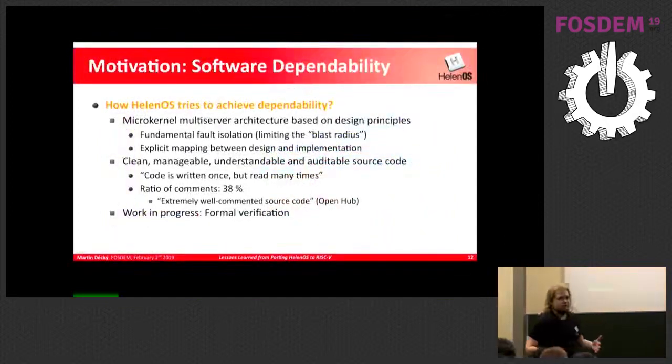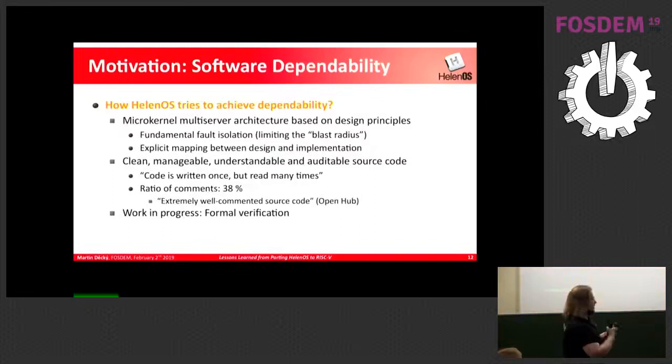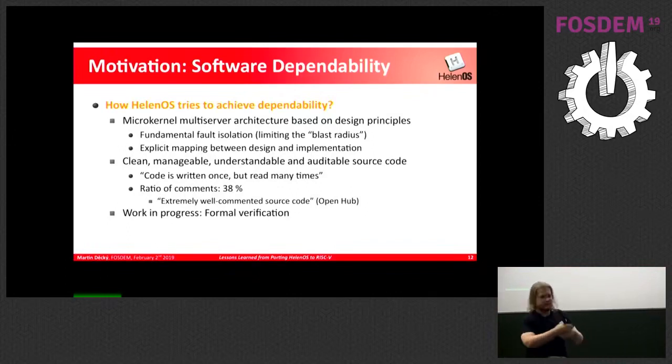What is our goal? Generally speaking, it's about dependability. It's about creating a software architecture on the system level that would provide safety, security, and other guarantees for building dependable software. So the architecture, as I have already described, has fine-grained components that are isolated from each other. This is basically limiting the blast radius, as it is called.